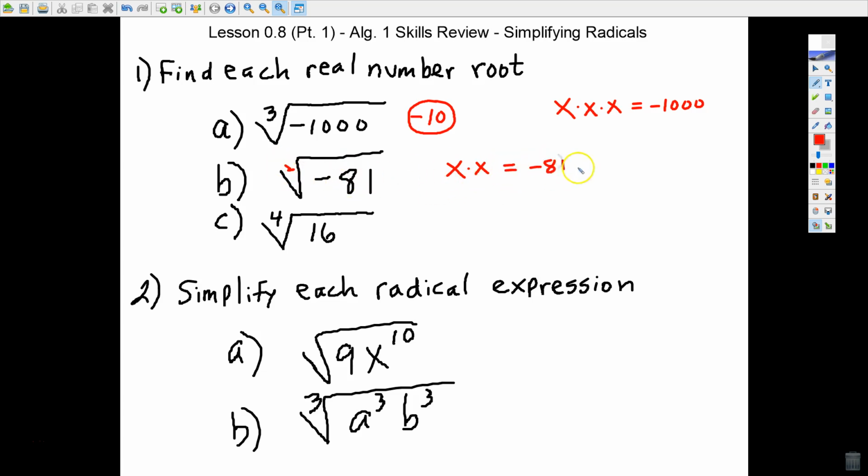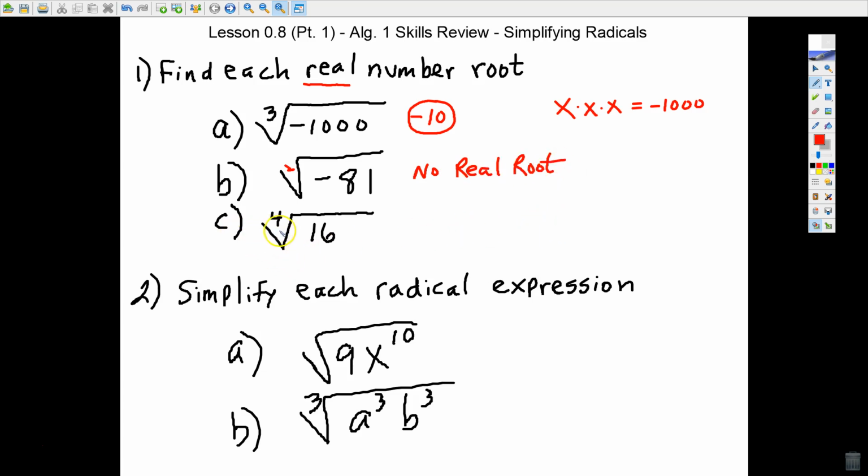negative 81. Well, I'm hoping at this point you're thinking, how is that possible to multiply the same number times itself and end up being negative? You might think, well, what about negative 9? That's usually a common answer. Well, negative 9 times negative 9 is positive 81. So notice the directions say to find each real number root. Well, there is no real number root for this. There is no way to square a number and end up with a negative result. So you could either state, in this case, not possible or no real root.